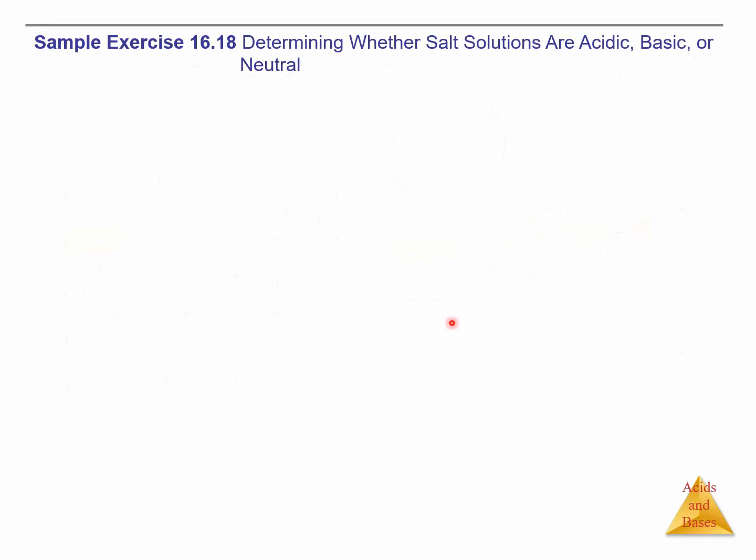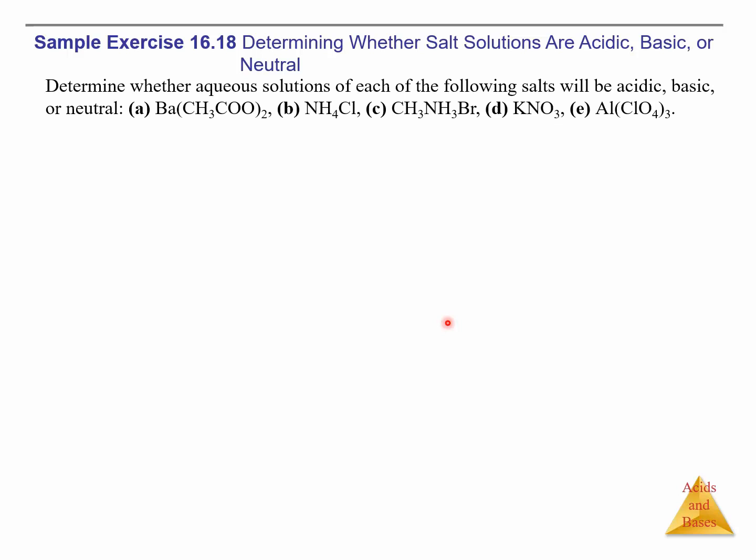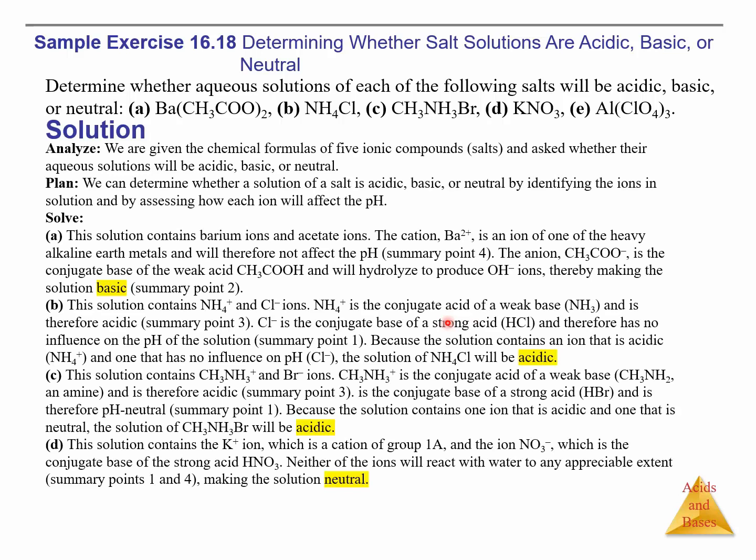Now let's see this sample exercise determining whether salt solutions are acidic, basic, or neutral. Determine whether aqueous solutions of each of the following salts will be acidic, basic, or neutral. If we take A, Ba(CH3COO)2, this solution contains barium ions and acetate ion. The cation Ba+2 is an ion of one of the heavy alkaline earth metals and will therefore not affect the pH. The anion is the conjugate base of a weak acid and it will hydrolyze to produce OH-, so the solution is basic.